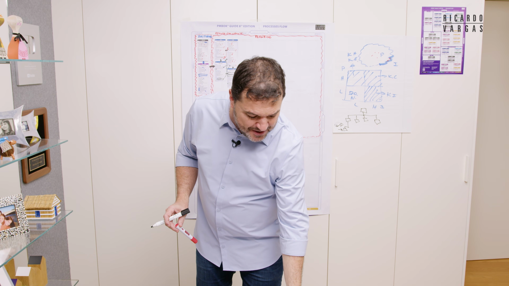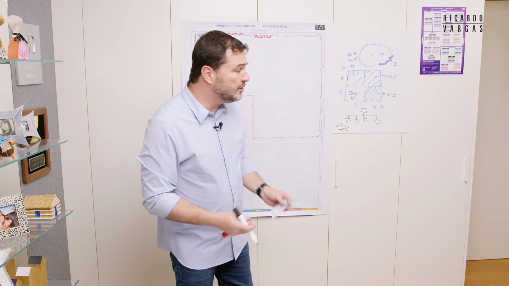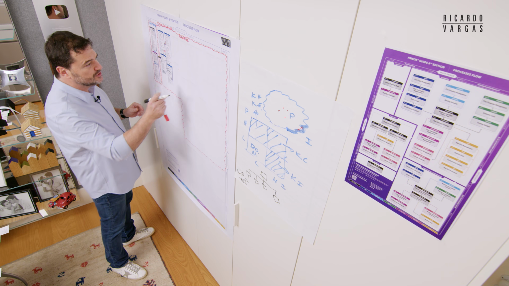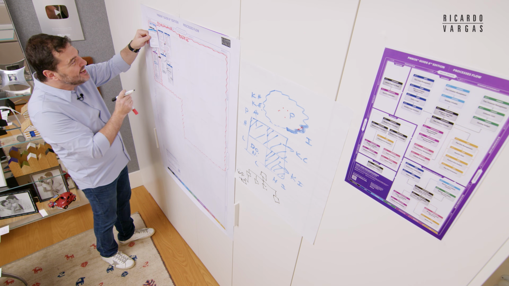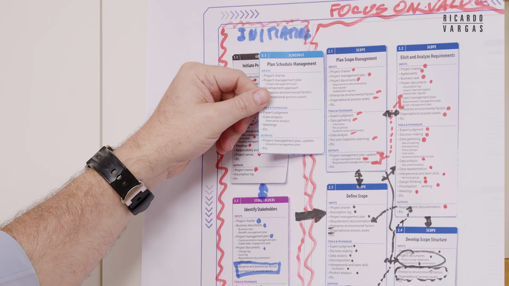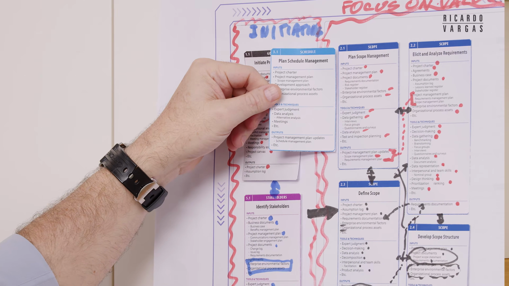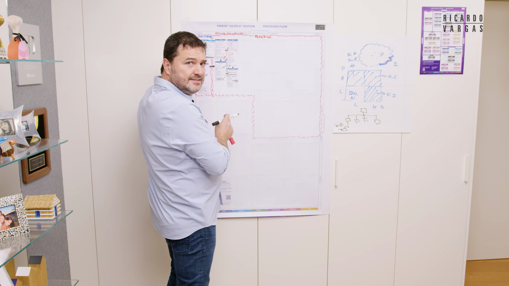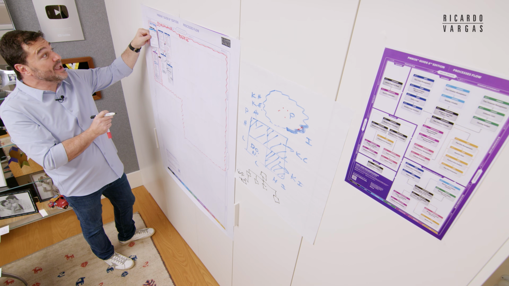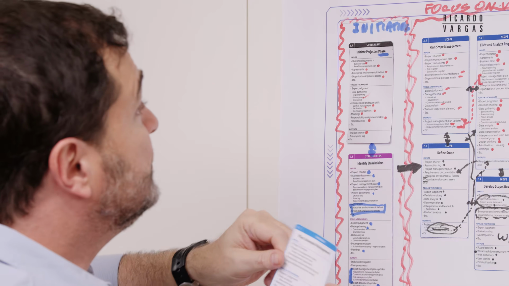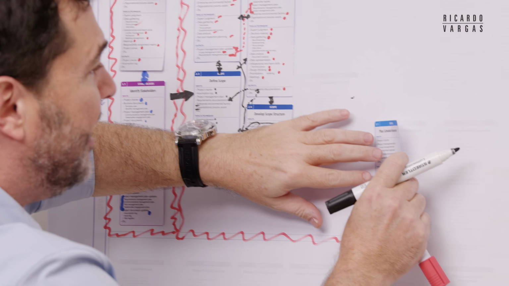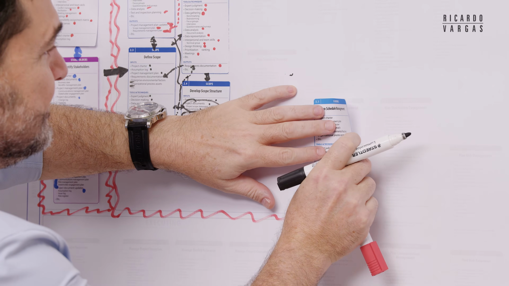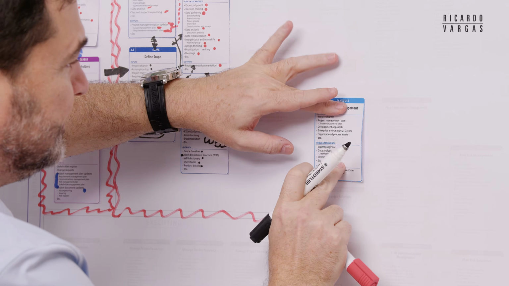And before I put the plan schedule management here in the position, let's put it on the side here. Take a look at both. It's crazy, isn't it? They are basically the same. This one is for scope, for the work, this one for schedule. So take a look at how we plan schedule management.